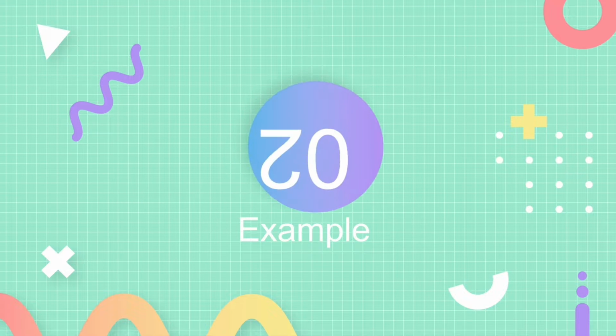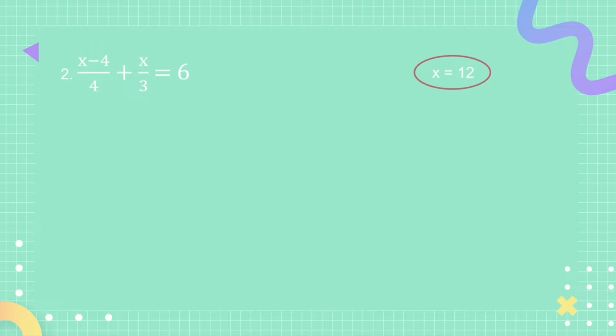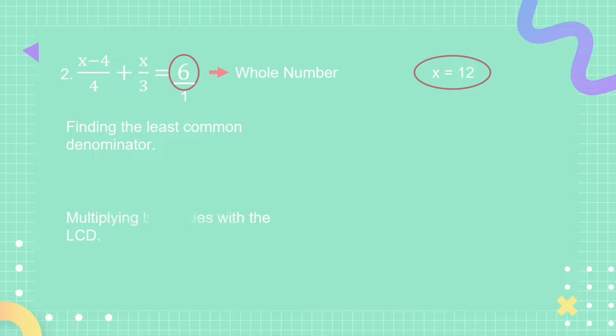Let us now move forward to the second example, which is (x - 4)/4 + x/3 = 6. Take a moment to pause the video and apply the steps that were shown in the first example. For example number 2, our x is equal to 12. Did you get the right answer? No? Well then, here's how. The LCD of 4 and 3 is 12. Since 6 is a whole number and whole numbers all have a denominator of 1, in this case, it is alright to disregard the 1 since it doesn't affect our answer anyway.